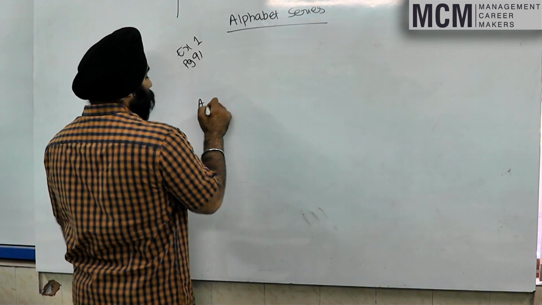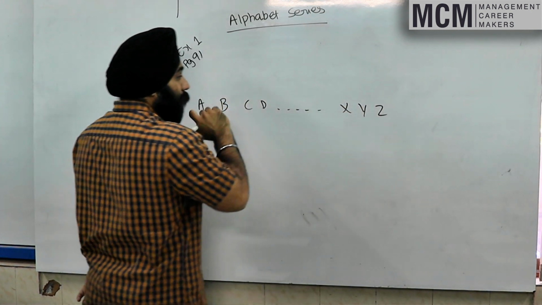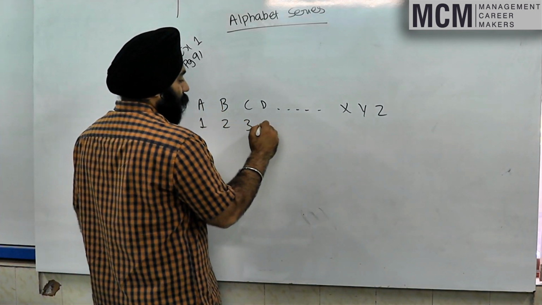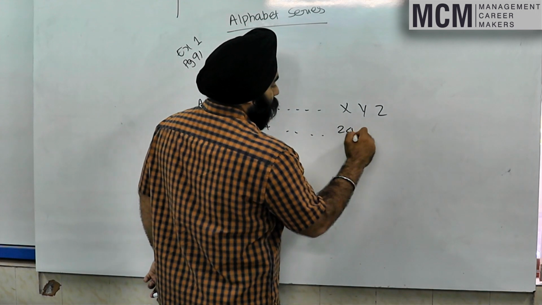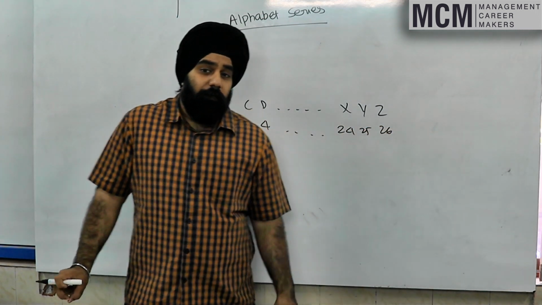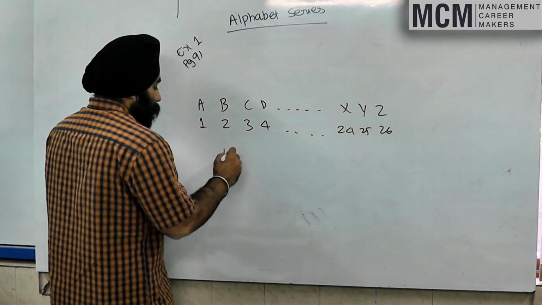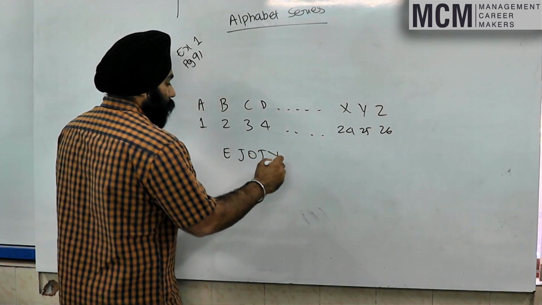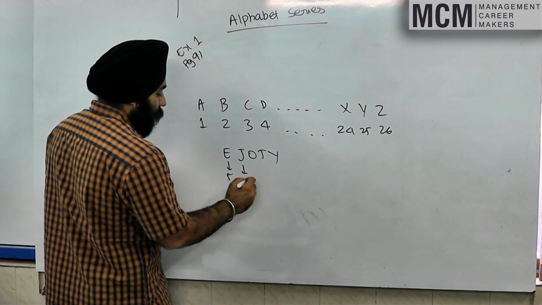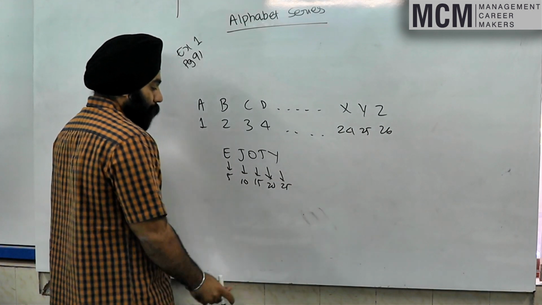We have A, B, C, D, all the way to X, Y, Z. To convert letters to numbers, we have A is 1, B is 2, C is 3, D is 4, and so on until 24, 25, 26. Now it becomes really difficult for us to remember all of this. So to make our life easier, we have this: EJOT. What is this? E stands for 5, J is 10, O is 15, T is 20, Y is 25.